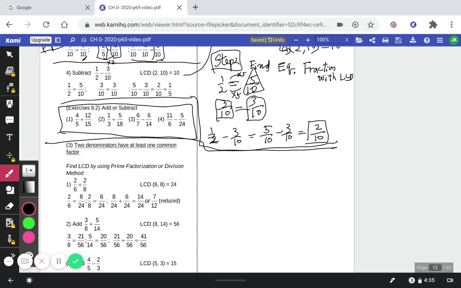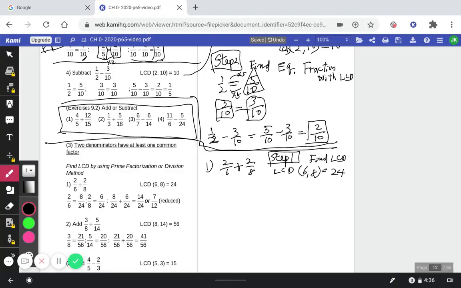Now, this is the third case. Section 3, where the two denominators have at least one common factor. So when you add 2/6 with 2/8, step 1 again. What was step 1? Find the LCD. So the LCD of 6 and 8 will be 24. Okay. We did this as a practice.